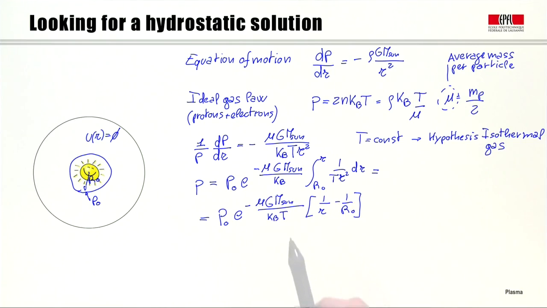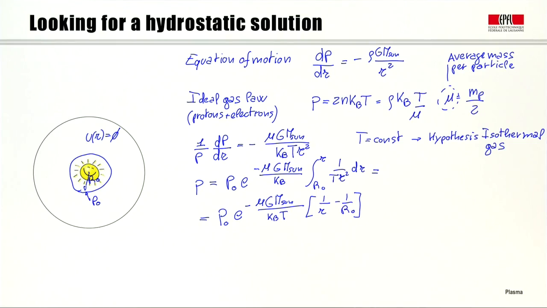Now, this formula provides the value of the pressure at a certain distance r from the Sun, provided that we know the starting pressure P0 and the starting radius r0.